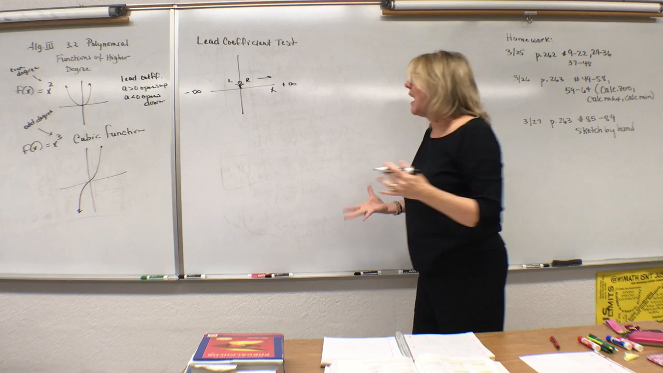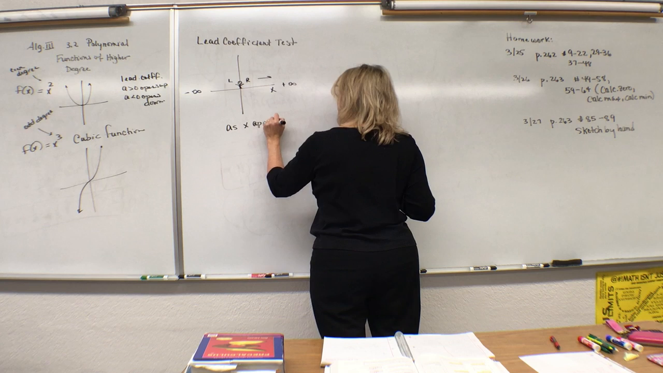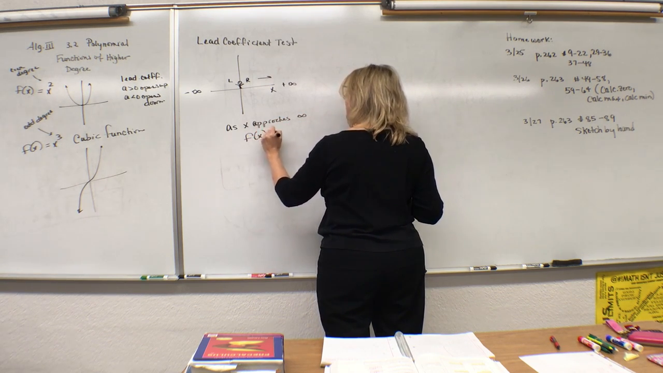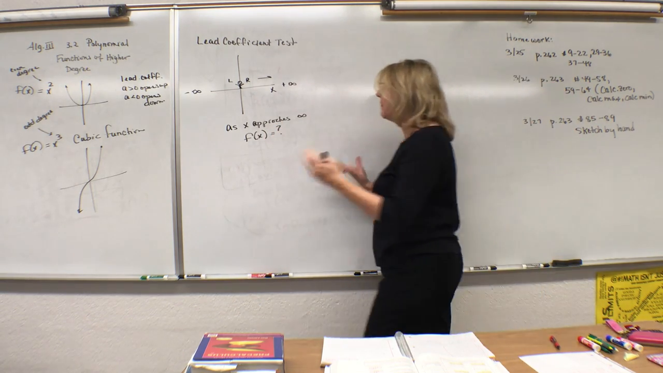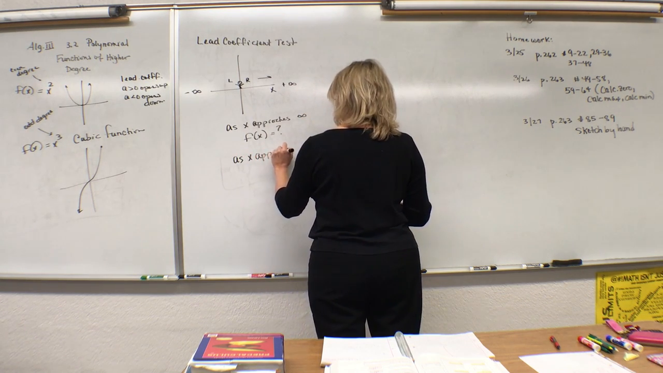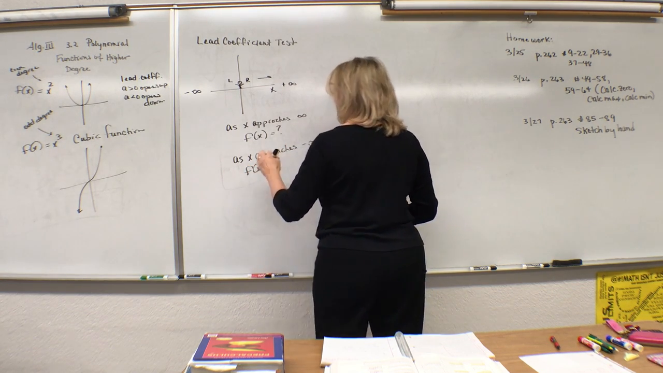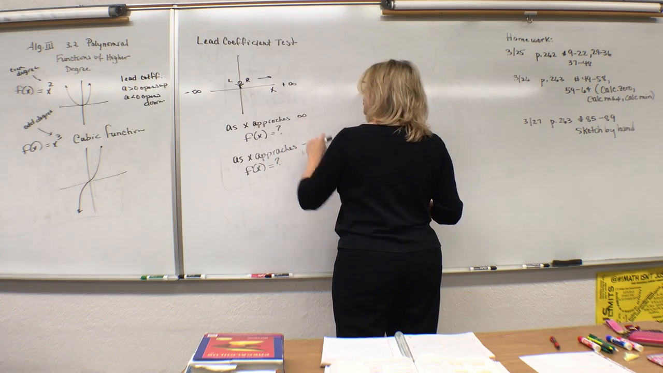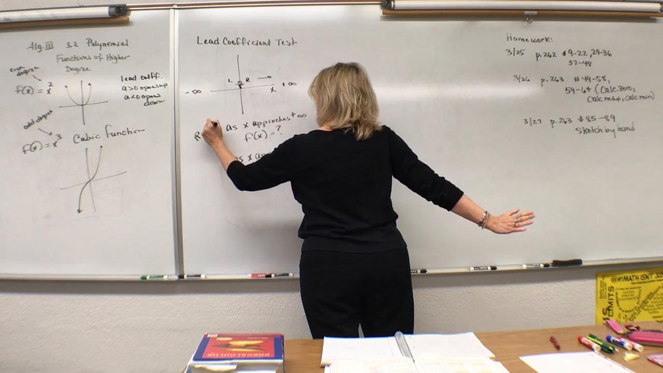So the question that we have is, as x approaches infinity, what in the world is f of x doing? Is it getting larger? Is it getting smaller? And then we say, as x approaches negative infinity, what is f of x doing? Is it getting larger or is it getting smaller? Well, as x approaches positive infinity, we call this the right-hand behavior.